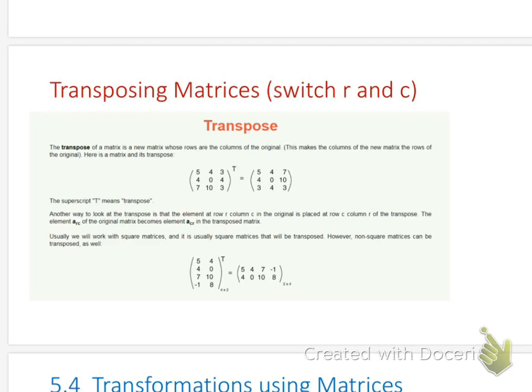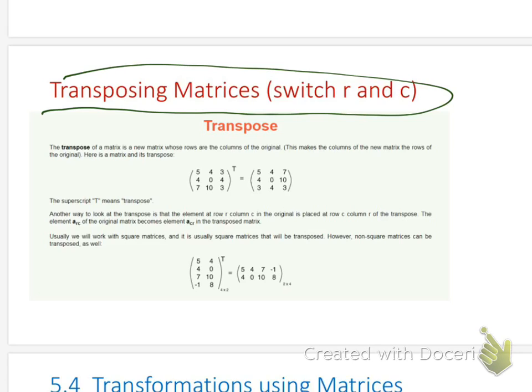So transposing matrices, that's a pretty easy thing to do. All you do is switch your row with your column. So if you see this capital T symbol, what they want you to do is to take this row and make it this column. Go down to the next row and make it the next column. And then go to the third row, in this case because we have a 3 by 3 matrix, and make it the third column. And that's called a transpose.